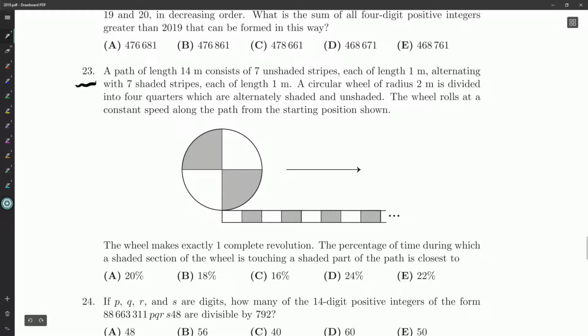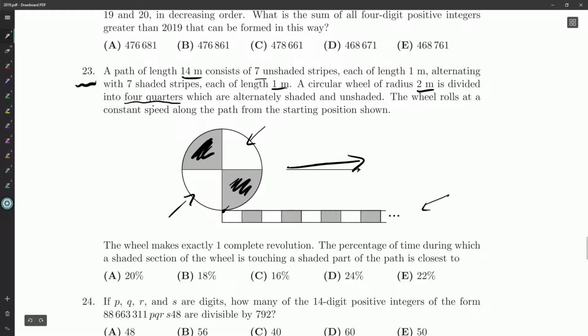A path of length 14 meters consists of 7 unshaded strips, each of length 1 meter, alternating with 7 shaded strips, each of length 1 meter. So this is the sort of path that they've got down here. A circular wheel of radius 2 meters is divided into 4 quarters, which are alternately shaded and unshaded. So here's some shaded bit, and then we've got some unshaded bits. The wheel rolls at a constant speed along the path from the starting position shown, and then we're heading off in this direction. The wheel makes exactly 1 complete revolution.